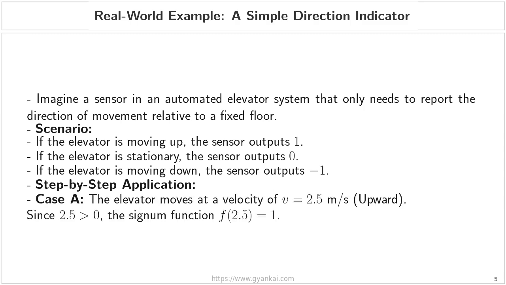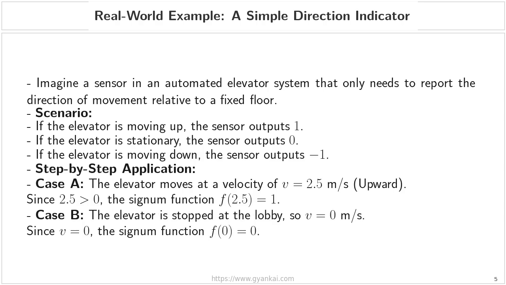First, case A. Suppose the elevator is moving upward at a velocity, which we will call v, of 2.5 meters per second. Since 2.5 is greater than 0, the Signum function of 2.5 equals 1. Next, case B. Imagine the elevator has reached the lobby and is stopped, so the velocity, v, is exactly 0 meters per second. Since v equals 0, the Signum function of 0 equals 0.